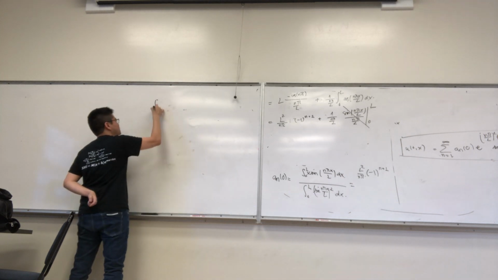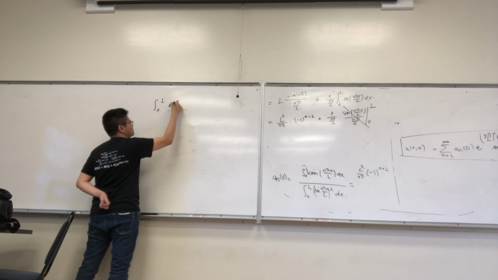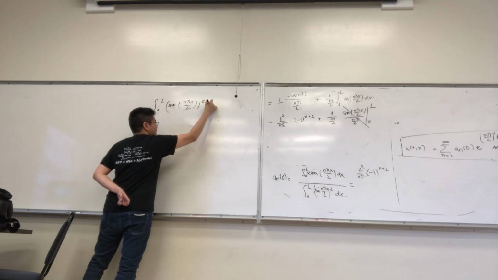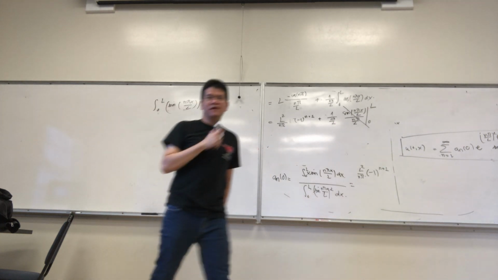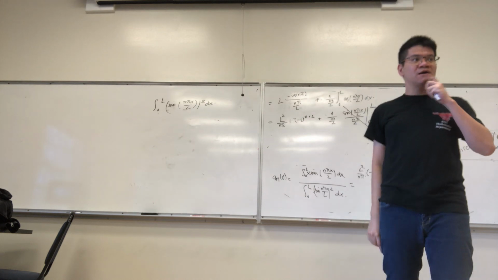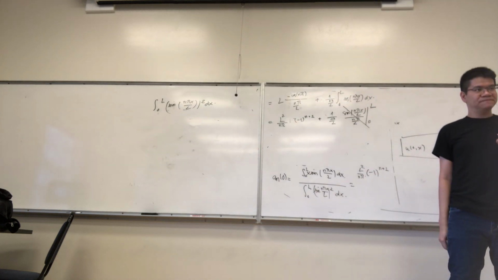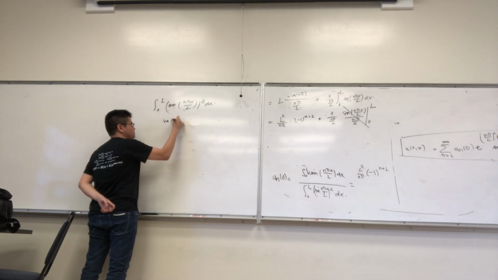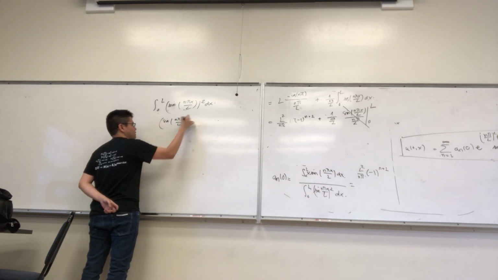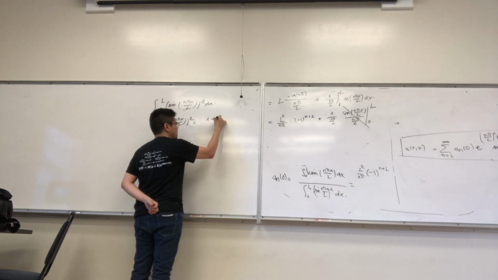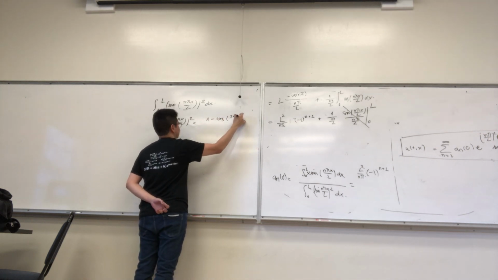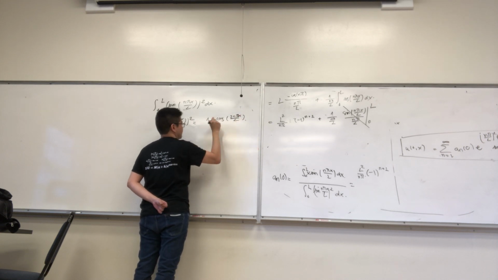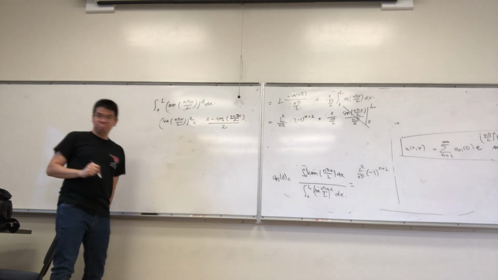I have to compute the second term, the integral from 0 to L of sine of n pi x over L squared dx. Now what is the formula that I need to use? Yes, 1 minus cosine of 2 theta over 2. So I have sine of n pi x over L squared will be 1 minus cosine of 2n pi x over L, all over 2, right?